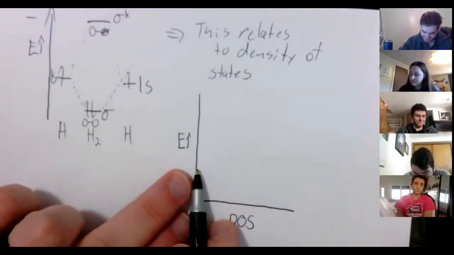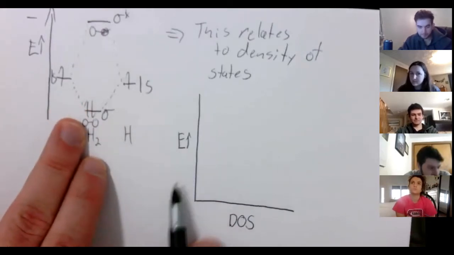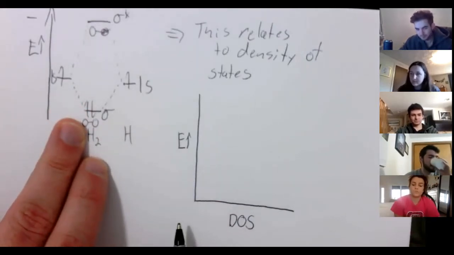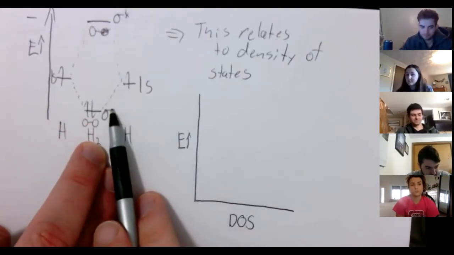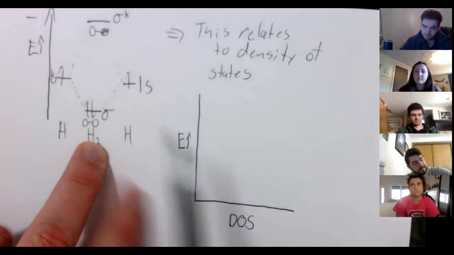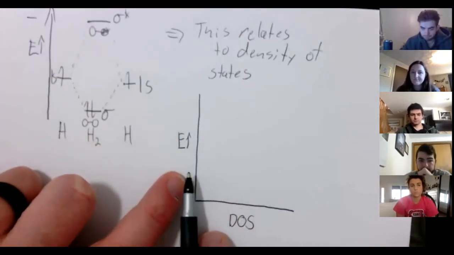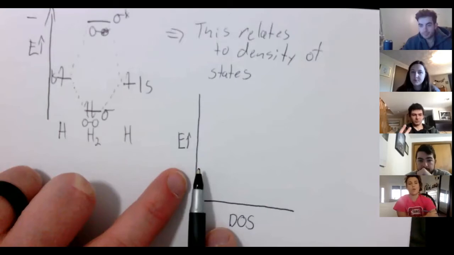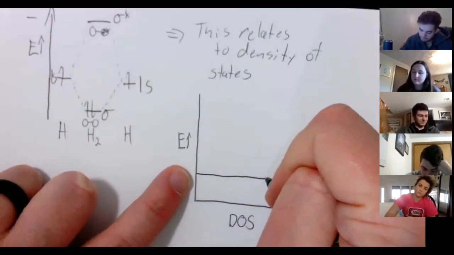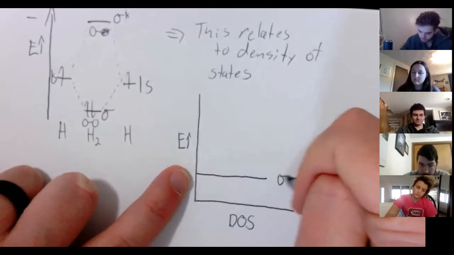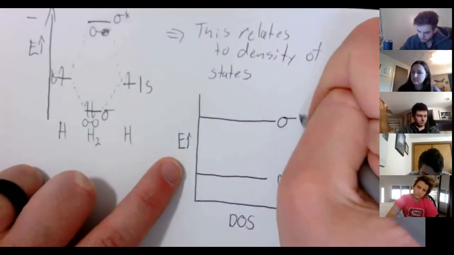Perfect. Okay, so how many states do we have in our H2 molecule? Two. We've got a sigma bonding and a sigma antibonding. So how many lines should I draw here? Two. One for the sigma, and one for the sigma star.